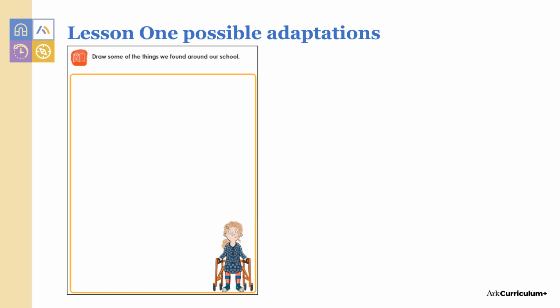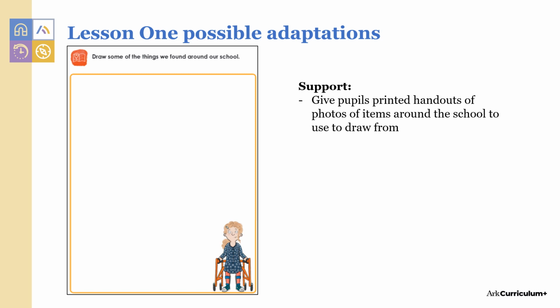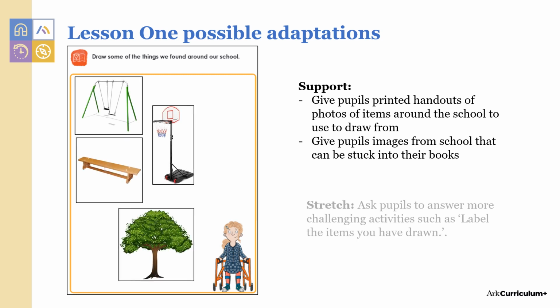In this activity, pupils need to draw some things that they found around their school. To support pupils, you could give them printed handouts of photos of items from around the school to draw from. Or you could give pupils images from school that can be stuck into their books. To stretch pupils, you could ask them to answer more challenging activities such as labelling the items they have drawn.